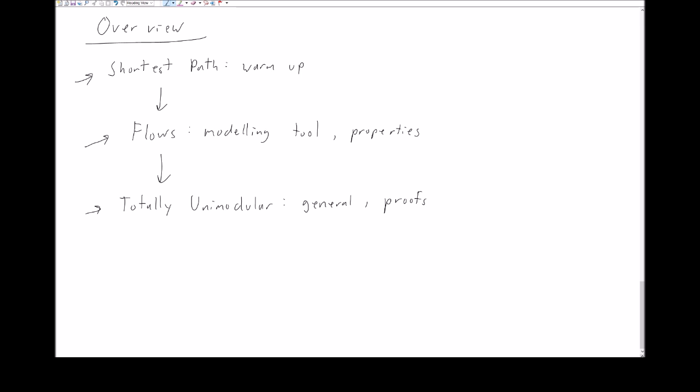We're also going to show that all of the previous problems we talked about, the shortest path problem and the flow problem, fall under a totally unimodular constraint matrix. The way we should think about this is that we're going to slowly move towards more generality, and when we finally get to the most general case, we're going to start proving that all these problems are easy to solve. Along the way, we're going to introduce two other specific problems that happen to be useful as modeling tools.